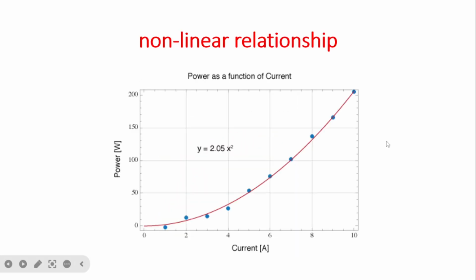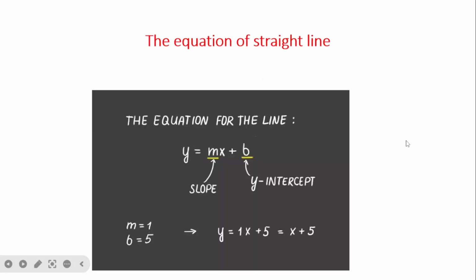Non-linear relationship. Power as a function of current was plotted. You can see the power. You can see current. That is, power being a function of current. The current is being produced as a result of what? The application of the power. You watch the kind of graph, the way it moves. I am just interpreting this for you to understand where I am trying to venture into.